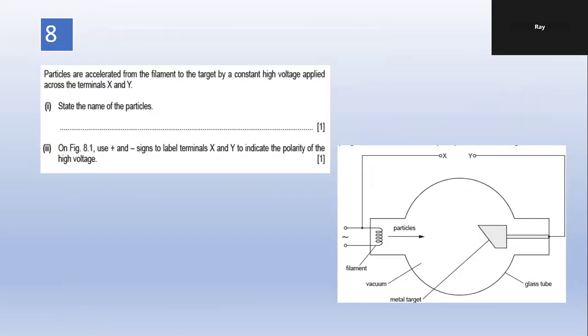Particles are accelerated from the filament to the target by a constant high potential. There's a potential across the terminals X and Y. State the name of the particles. What is this particle? Electrons.